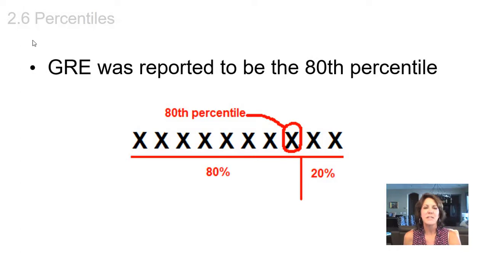So let's just say, for example, that somebody had a GRE score that was reported to be in the 80th percentile. So what that means is 80% of the people who took that same exam scored at the same or below that particular student. So percentile ranks, you want them to be higher, of course. You can also say roughly 20% scored above the student.